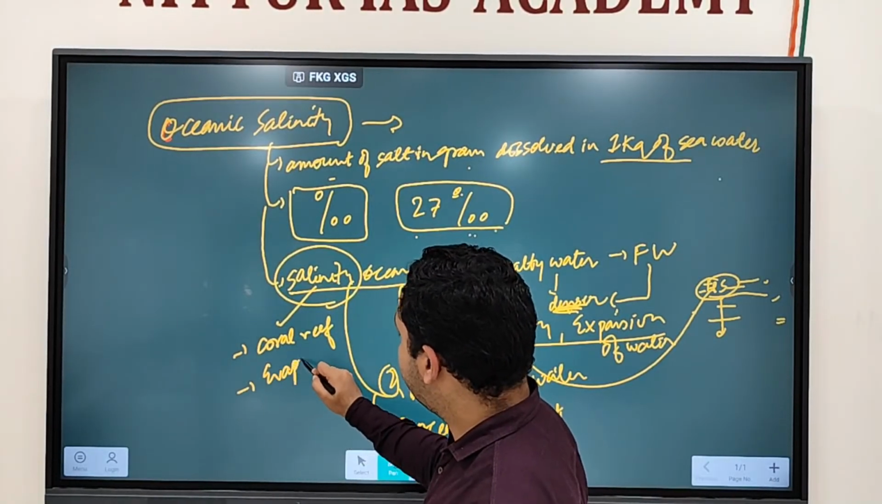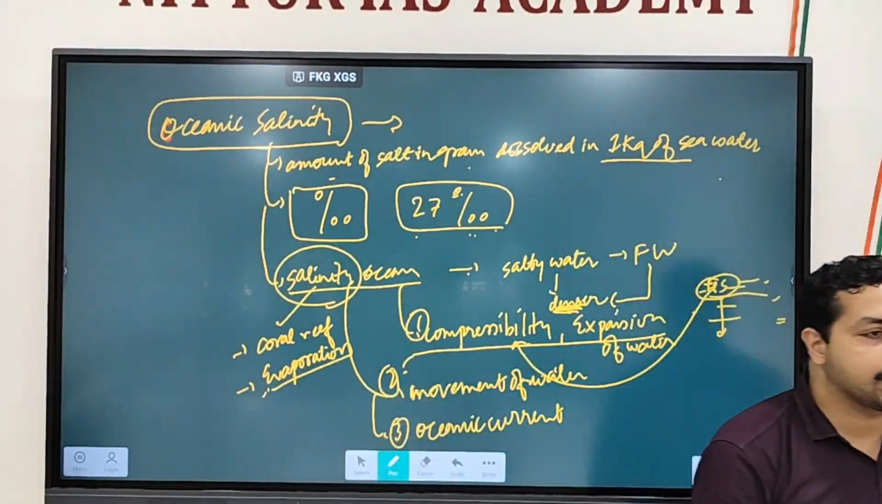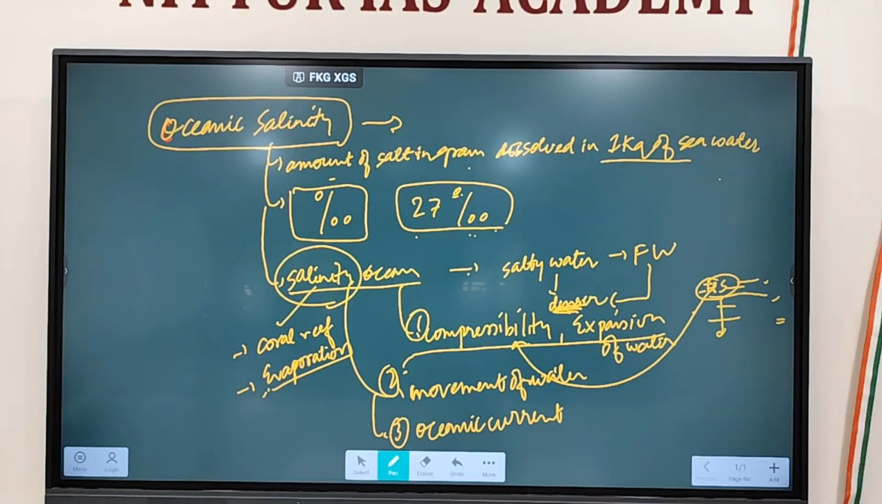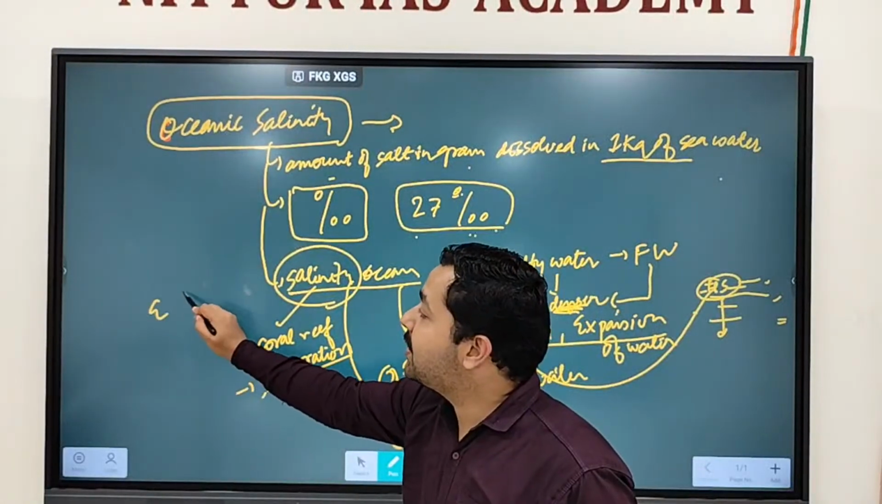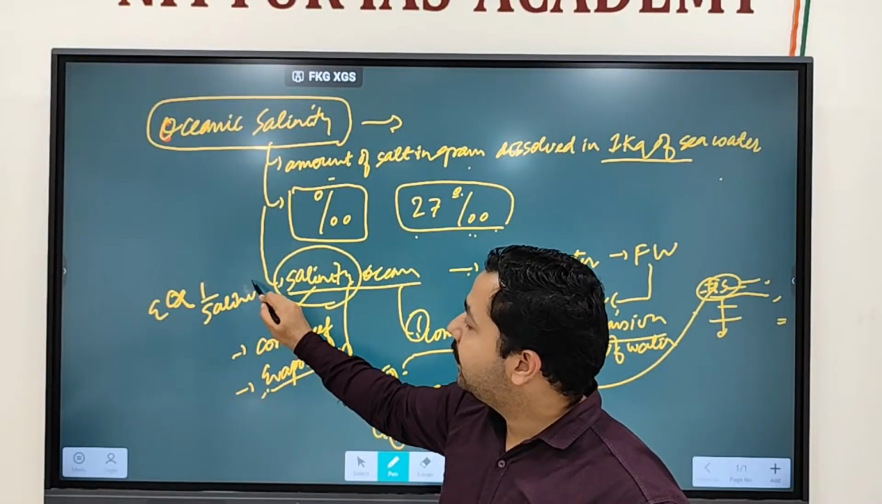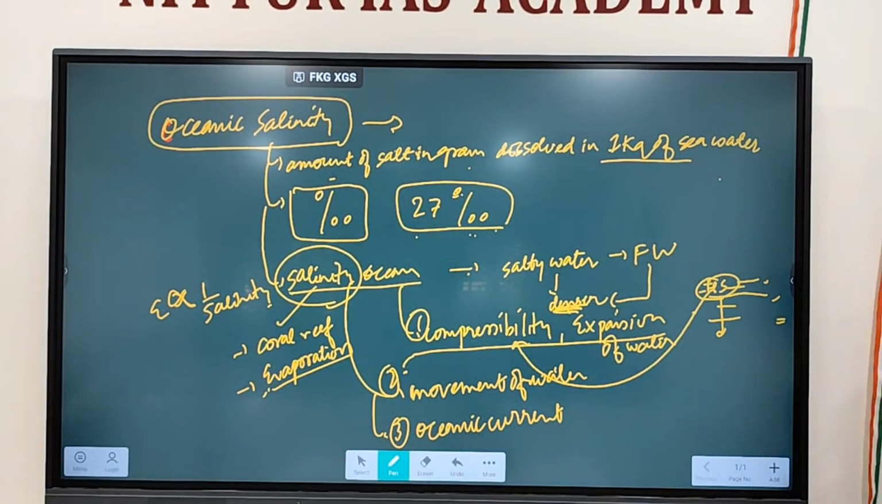Salinity also determines evaporation. Remember the evaporation classes? We discussed which water will evaporate more, fresh water or saline water? Saline water. We discussed evaporation is inversely proportional to salinity. If saline water is there, then what will happen? Less evaporation.